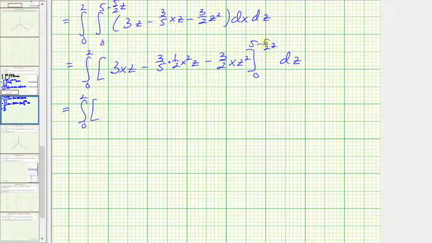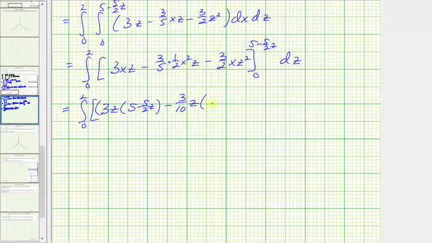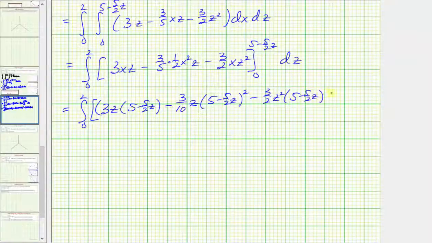First we substitute 5 minus 5/2 z for x. So here we'll have 3z times x, which is 5 minus 5/2 z. And then we have minus, this is going to be 3/10 z, and then x squared becomes the quantity 5 minus 5/2 z squared, minus, here we're going to have 3/2 z squared times 5 minus 5/2 z. And then when x is 0, each term has a factor of x, so we'll have minus 0.